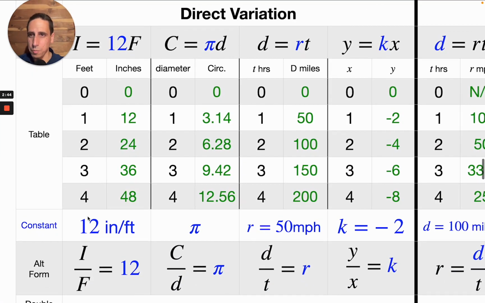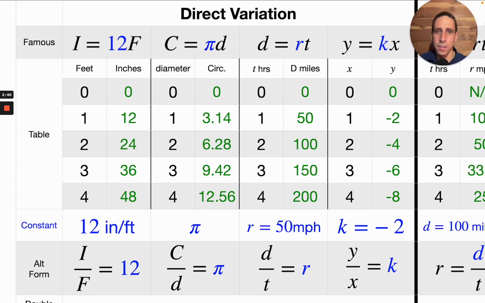There's an alternate form of this equation. If you wanted to, you could take I equals 12f and divide both sides by f. You get I over f is equal to 12. And the table still holds. I divided by f is going to be 12. 12 divided by 1 is 12. 48 divided by 4 is 12. They're all 12 when you divide.